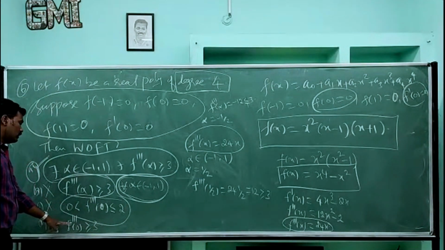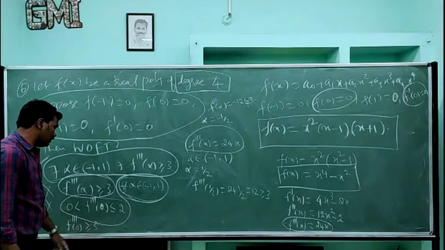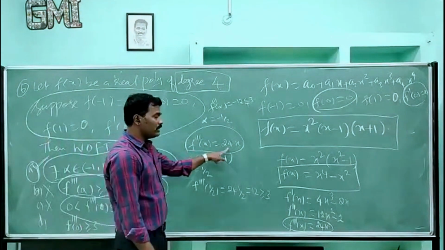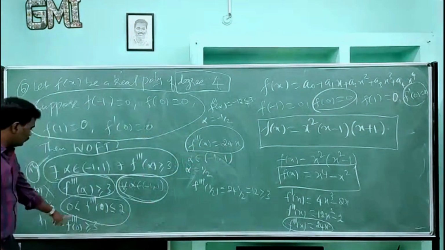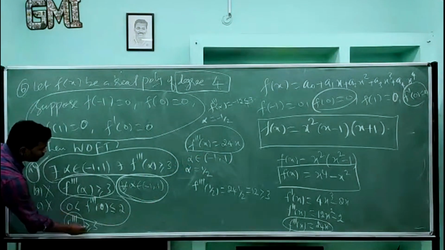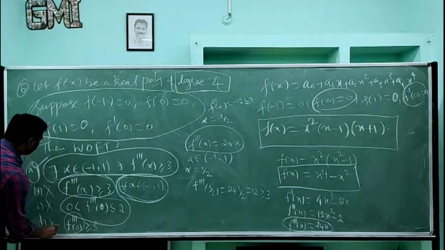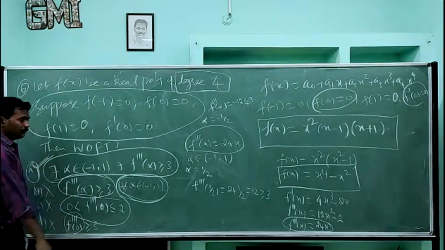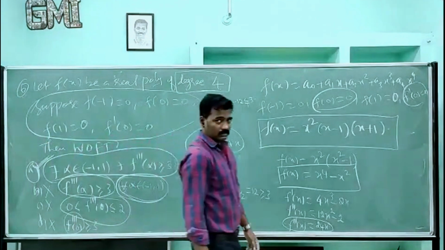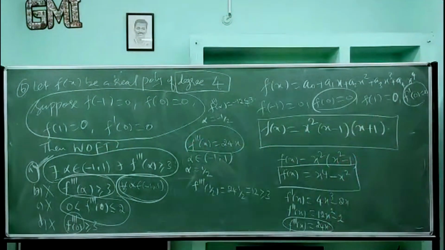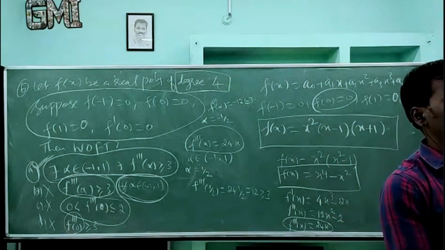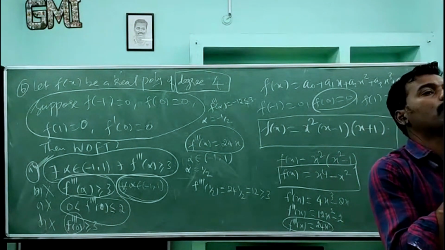What about this? F triple prime of 0 greater than or equal to 3. F triple prime of 0 is 0. 0 is not greater than or equal to 3. So therefore this is also not true. The only option is A. Is there any question, please? Nothing, sir. Okay, madam.